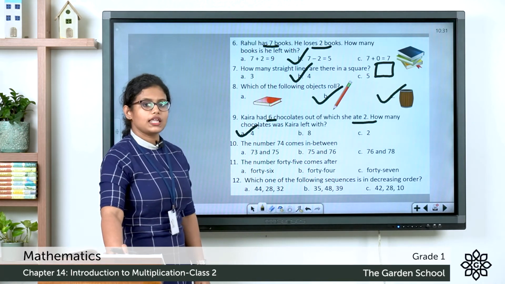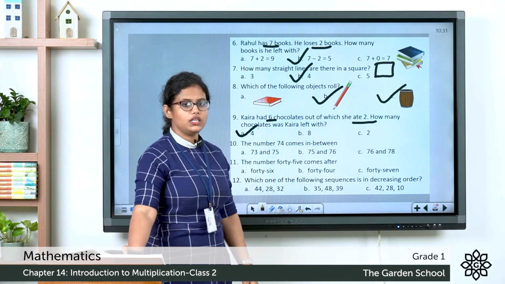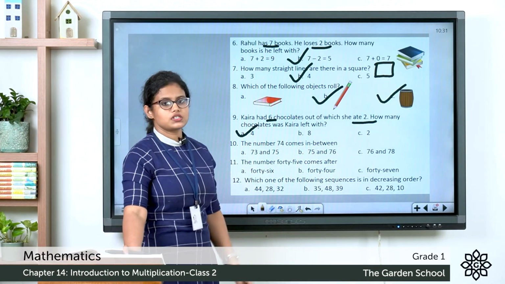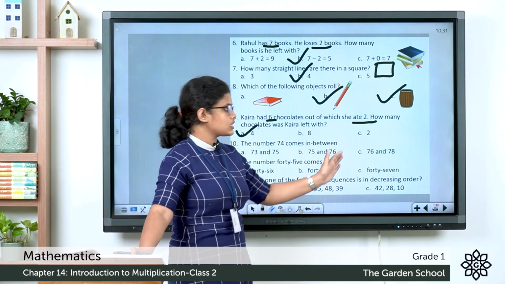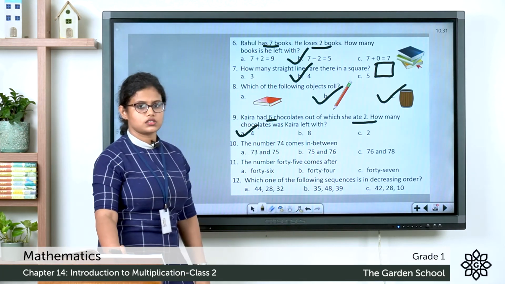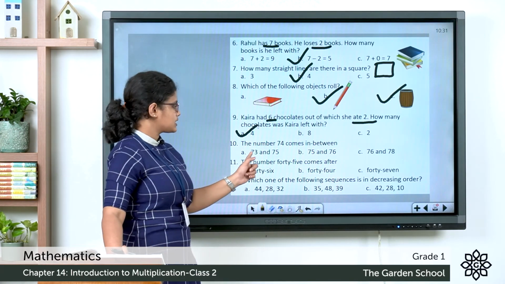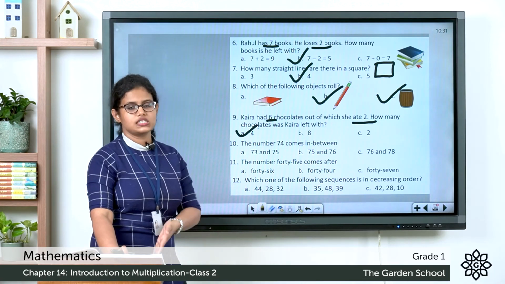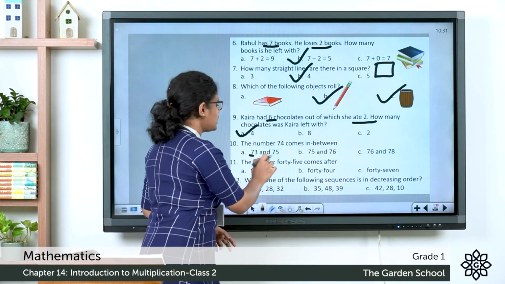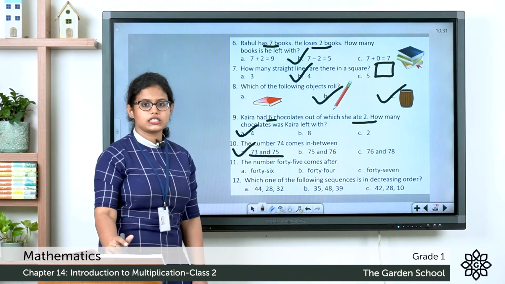What about the 10th one? The number 74 comes in between which numbers? 73 and 75, 75 and 76, 76 and 78. So which one? 74 comes in between 73 and 75. 73, 74, 75. So it comes between 73 and 75. So this is the right answer.